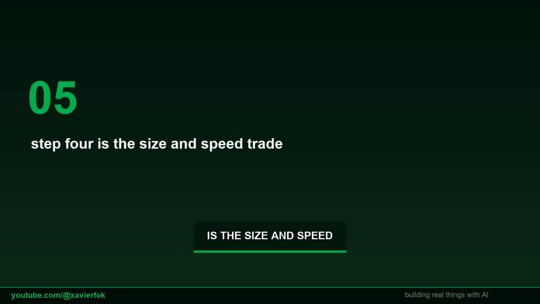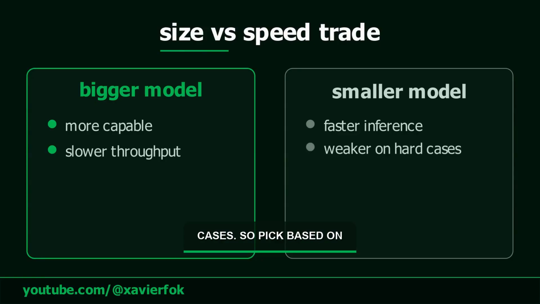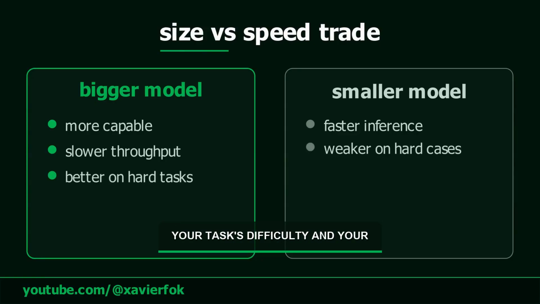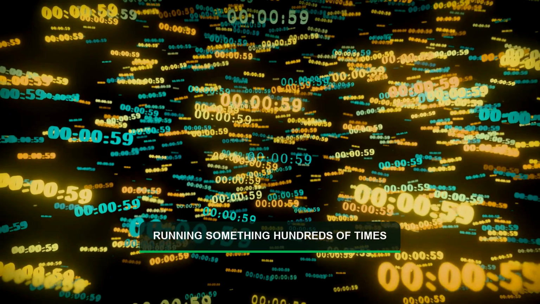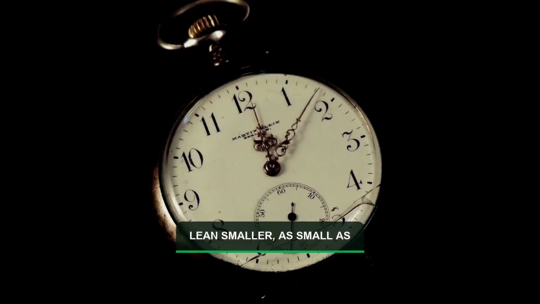Step 4 is the size and speed trade, made concrete. Within your hardware ceiling, a bigger model is generally more capable but slower, and a smaller one is faster but weaker on hard cases. So pick based on your task's difficulty and your speed needs. If you are running something hundreds of times a day and need it fast, lean smaller, as small as you can go, while still getting good results.